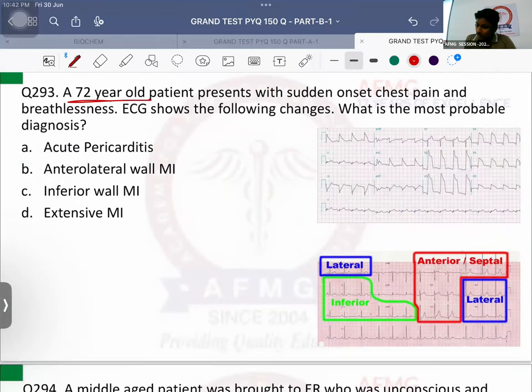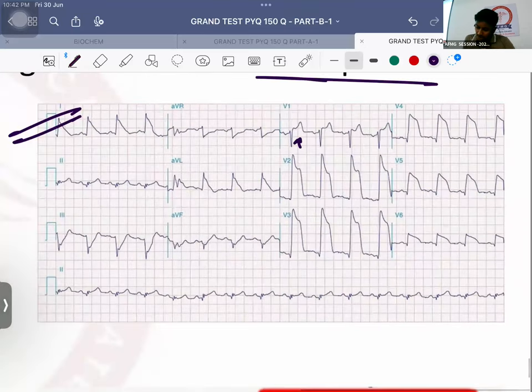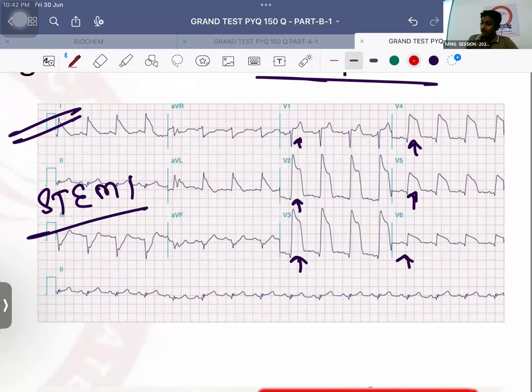293, a 72-year-old patient presents with sudden onset chest pain and breathlessness. ECG shows the following changes. What is the most probable diagnosis? What is seen on the ECG? ST elevation. But is it convex upwards or concave upwards? This is convex upwards. So it is Pardee's sign or the tombstone appearance. So that is a case of ST elevated MI definitely.